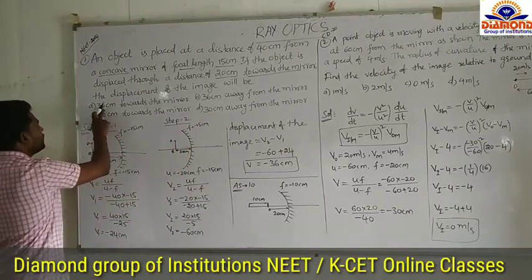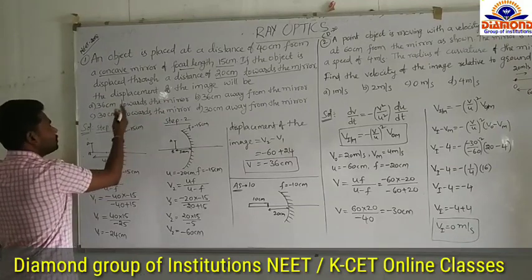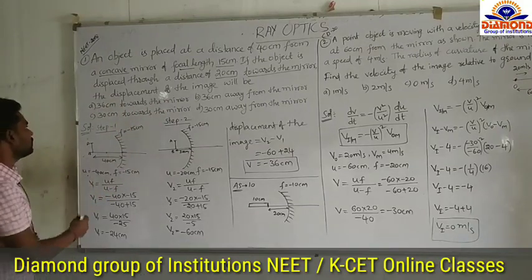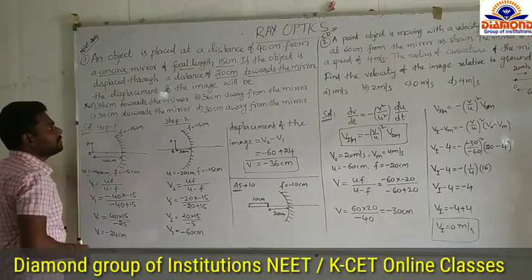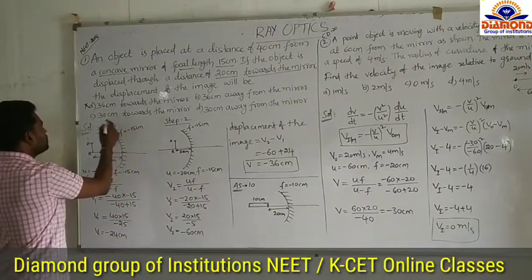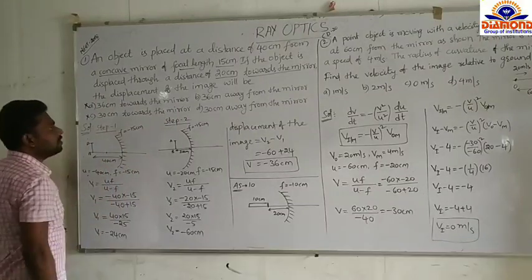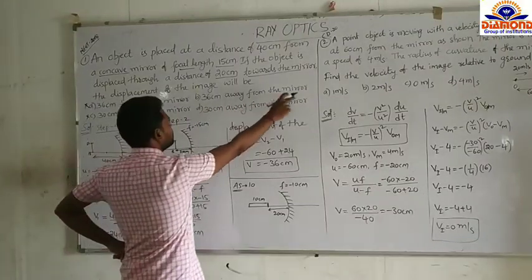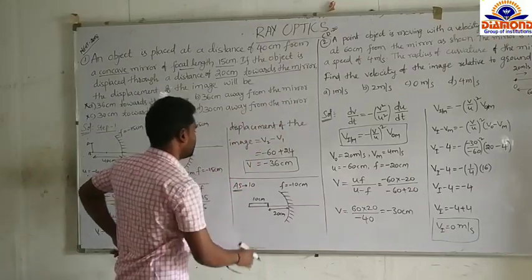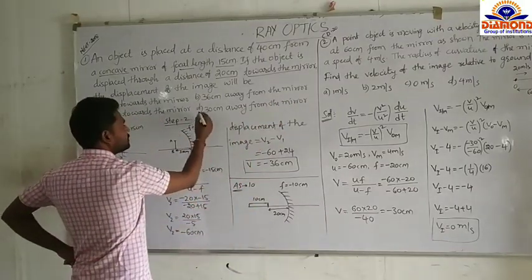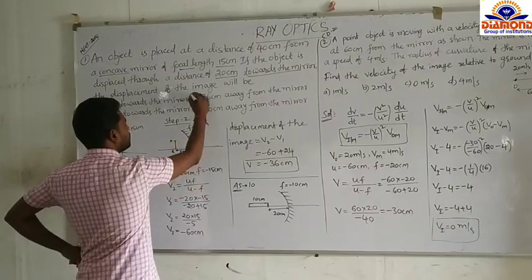The first option is 36 centimeters toward the mirror. Here the image will move away from the mirror, so toward is wrong. The third option, 30 centimeters toward the mirror, is also wrong. Here we have two options: 36 centimeters away from the mirror and 30 centimeters away from the mirror. Here 36 centimeters is the right answer, and 30 centimeters is the wrong answer.